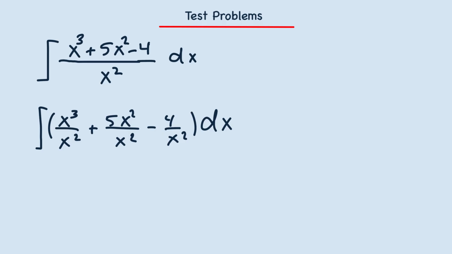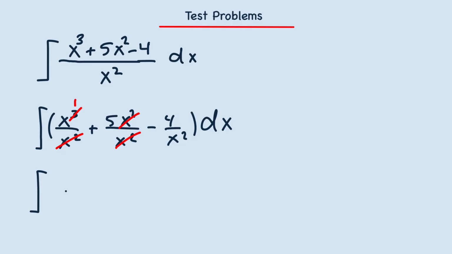Now I can start cancelling or simplifying these terms. So I can cancel the x squared with the cube. Then I will have x to the power 1. For this part, I can cancel x squared with x squared. For this part, I cannot do anything because there is no x squared here I can cancel it with. So let us rewrite the integral.